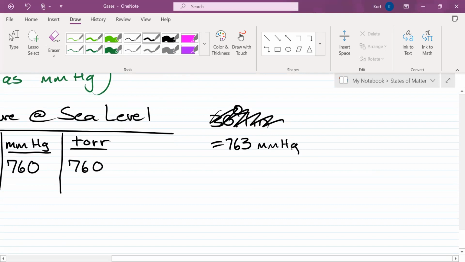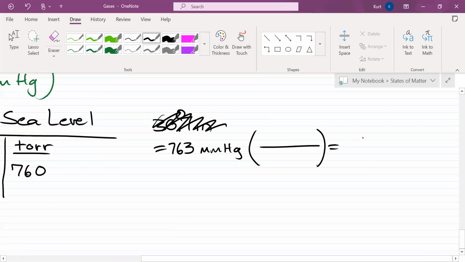Okay, I want you guys to get your calculators. I don't think this is right. It should be less. I want you to convert 763 millimeters of mercury to atmospheres. So this is just a good little practice problem. The number should be less. I think she's mistaken somehow.